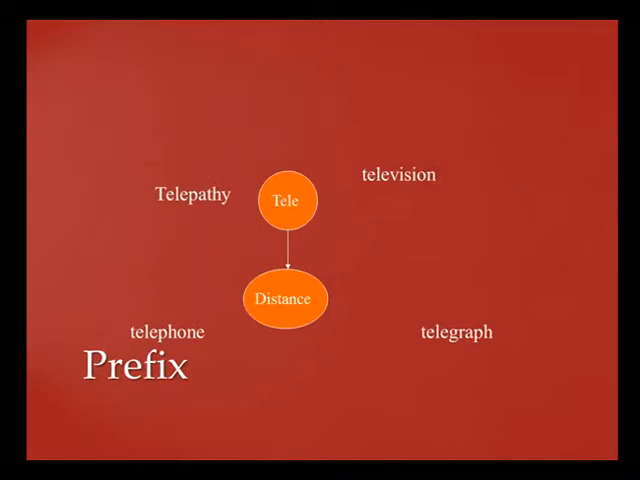The next root is tele. Tele is for distance. A word like television, what do you think is the meaning of the word? Tele is the prefix here. Vision, on the other hand, is the main root. So, vision is basically to watch, to view, to see something. Tele is for far, distance. So, when you view something that is coming from a great distance or that is coming from far, you would be calling it a television.